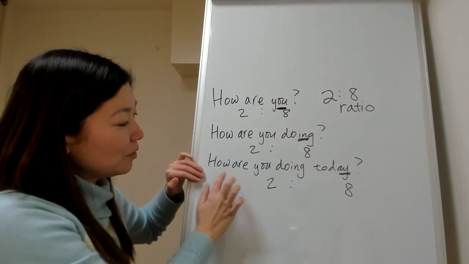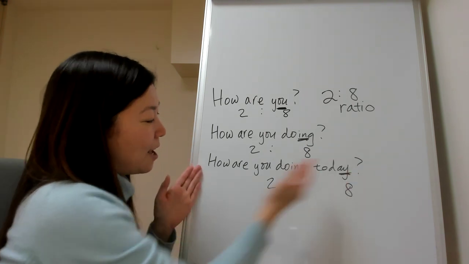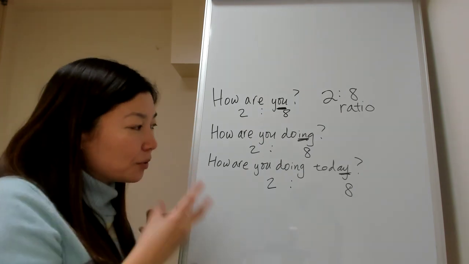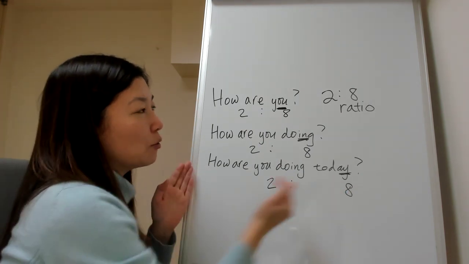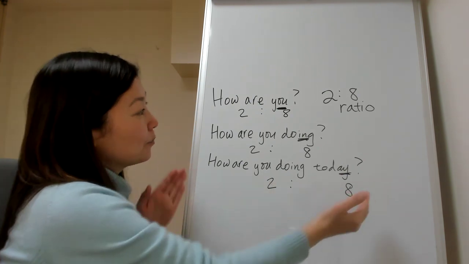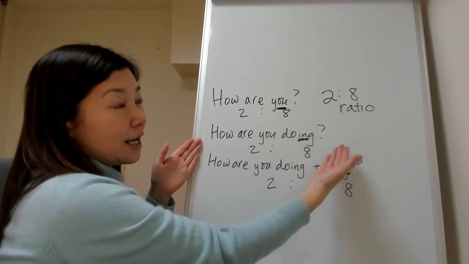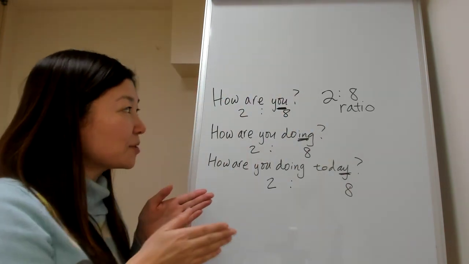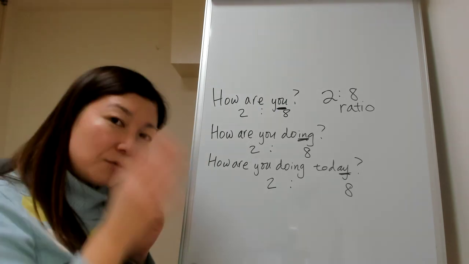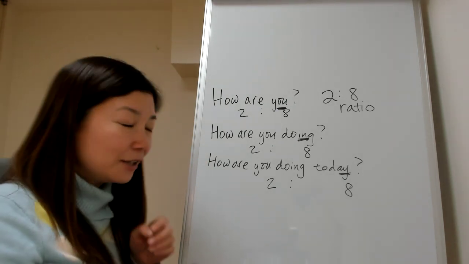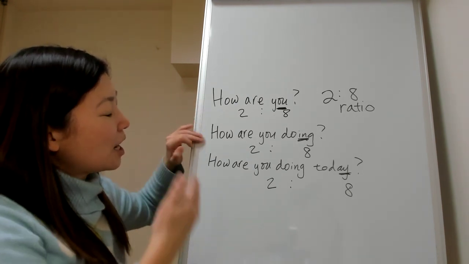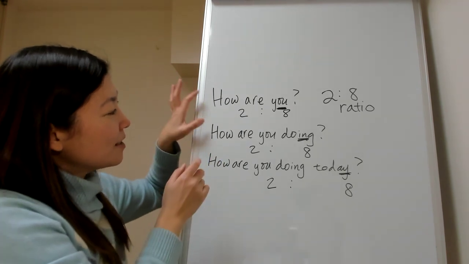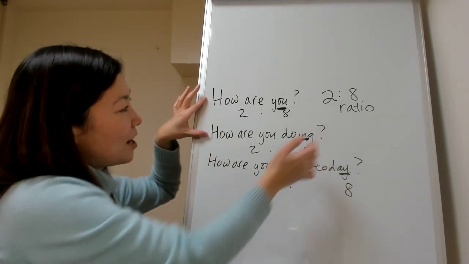It doesn't matter how many words you have in one sentence, each sentence, or one chunk, will be pronounced with the same length. How are you? How are you doing? How are you doing today? You finish at the right timing, the same timing, right? You don't go, how are you? How are you doing? No, it didn't become longer. This didn't become longer than this. They start and finish at the same timing.